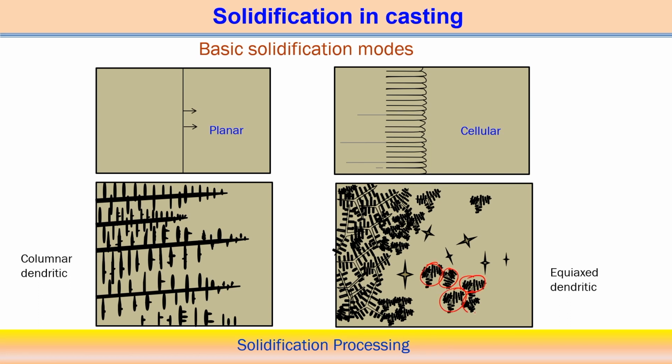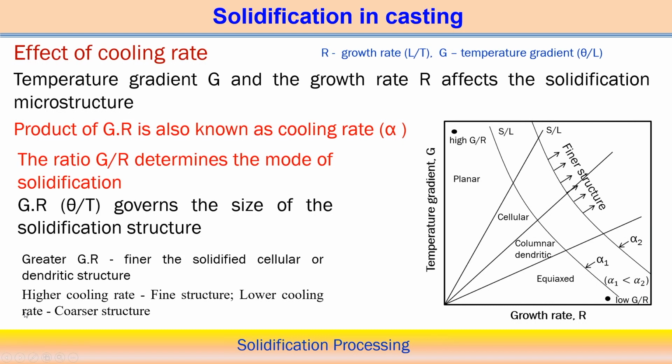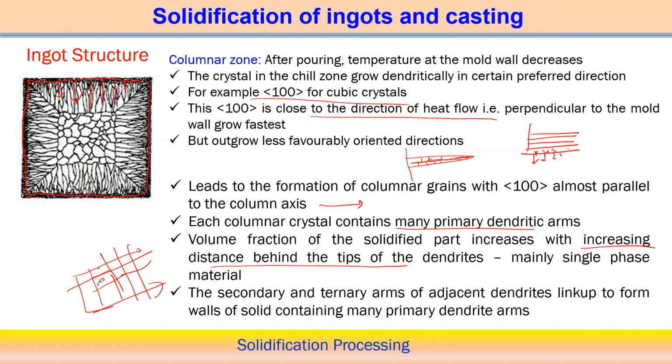In this case dendrites form here also, but it is a kind of columnar structure, oriented in one particular direction. So here is the almost equiaxed structure and here the columnar structure, but within both we can find the primary arm and secondary arm. Structurally they are different, depending upon the cooling rate we are following.